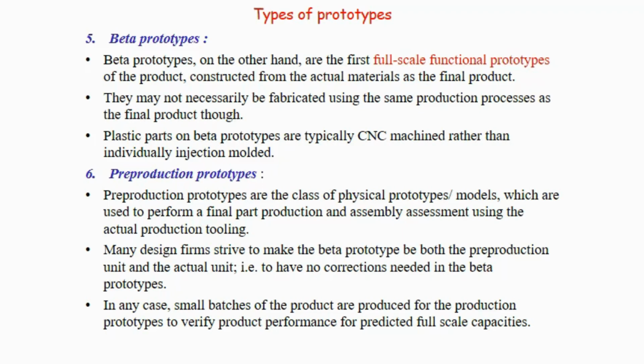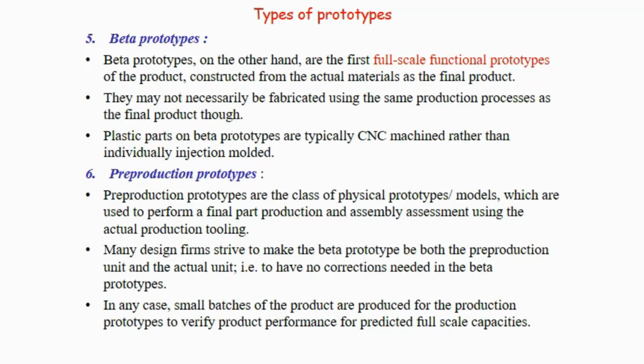Finally, we have the pre-production prototype. As the name indicates, if a product is successful, we are going to produce in mass and give it to the sample market. So prior to that, if it is almost close to our final product, this is called a pre-production prototype, which again will fully resemble a physical prototype model, functional wise, assembly wise, using the actual production tools.